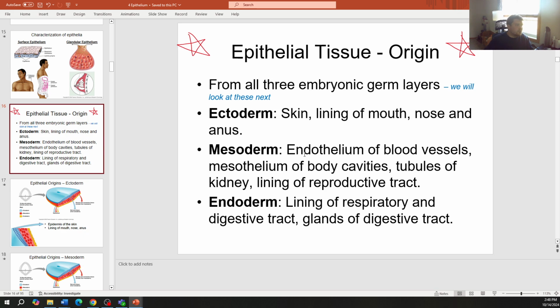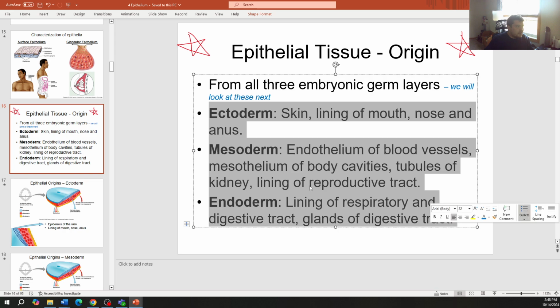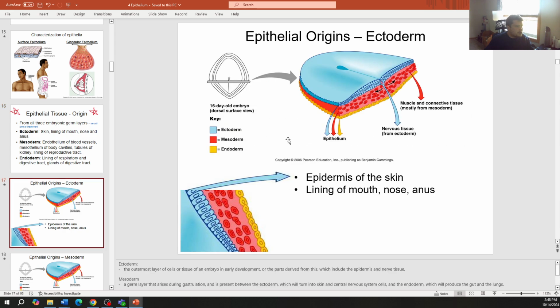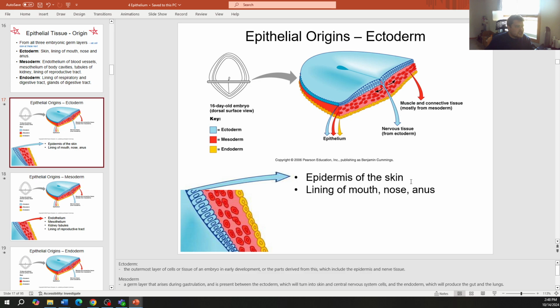So these next couple slides break it down a little bit. The epidermis of the skin, the lining of the mouth, nose, and the anus. This is really easy, testable material that we want to make sure we take a look at. You will get questions such as which of the following embryological layers is responsible for producing the epidermis of the skin, or something along those lines. That's what you're going to hear. And so you want to make sure you remember these.